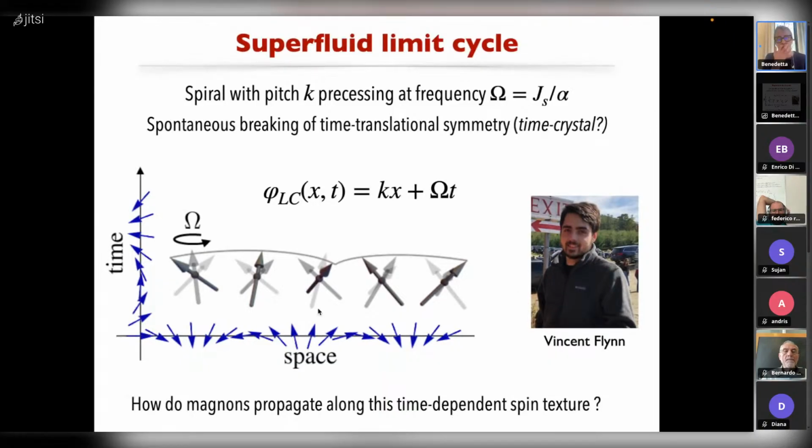And the question that we asked ourselves after we finally understood this dynamical phase was: okay, how do magnons propagate along this time-dependent spin texture, this spiral with a pitch determined by K and a uniform precession frequency?